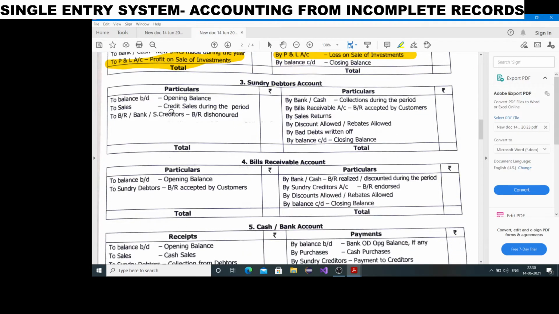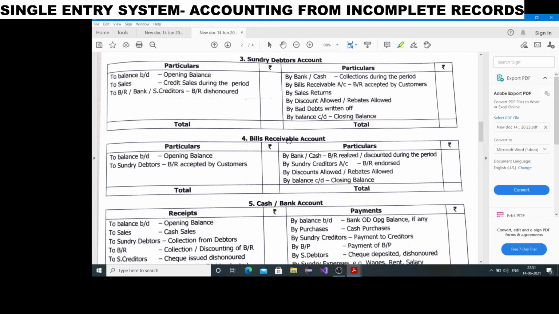Then sundry debtors account. I will explain the sundry debtors account, which is quite important again. For example, you will be given the balance brought down. This is the opening balance, and this is the closing balance. If you are allowing any discount, it reduces the amount of debtors. So, discount allowed is debited to sundry debtors account. Discount allowed is what? A nominal account, right? Debit all the expenses and losses, credit all the gains. So by discount allowed, discount allowed account is debited to sundry debtors account.